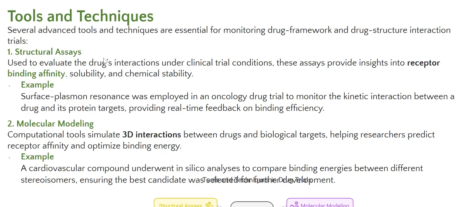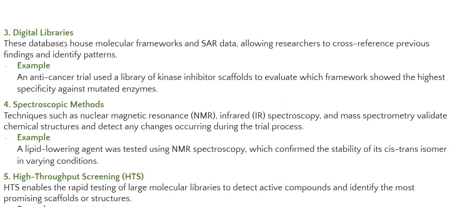Still within tools and techniques, we have digital libraries. These databases house molecular frameworks and SAR data, allowing researchers to cross-reference previous findings and identify patterns. Example: an anti-cancer trial used a library of kinase inhibitor scaffolds to evaluate which framework showed the highest specificity against mutated enzymes. Here we have spectroscopic methods, techniques such as nuclear magnetic resonance, NMR, infrared, IR, spectroscopy, and mass spectrometry, which validate chemical structures and detect any changes occurring during the trial process.